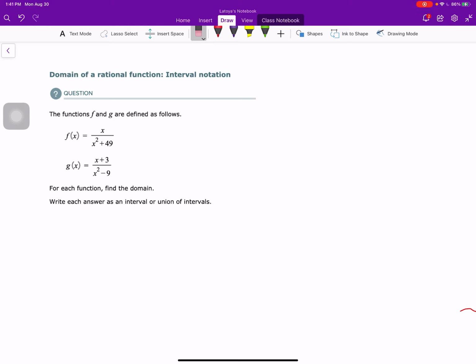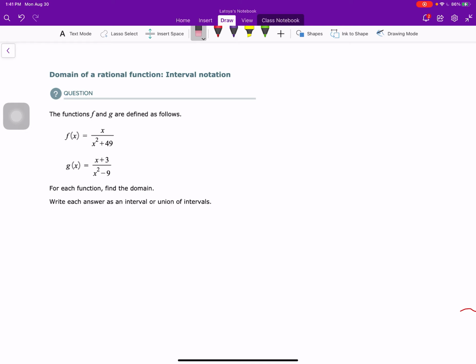Hey guys, so I had a question concerning the domain of rational functions. The question was, if we're talking about the domain of a function, what exactly is it and how do we find it?